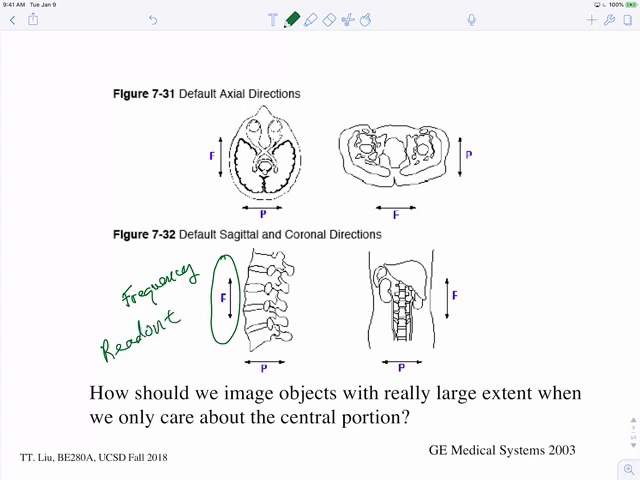You always put the frequency encoder readout direction in the long direction, and that allows you to get around having to make the FOV really big. All right, so that's something that you'll actually see used in practice pretty much every day.